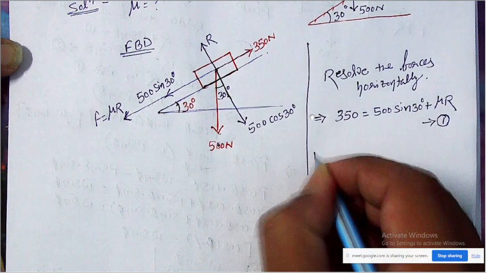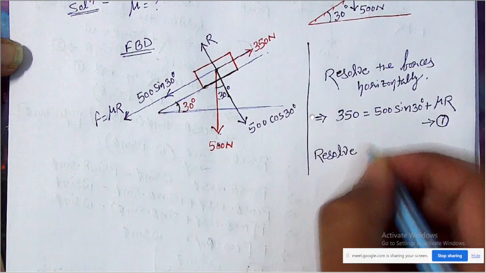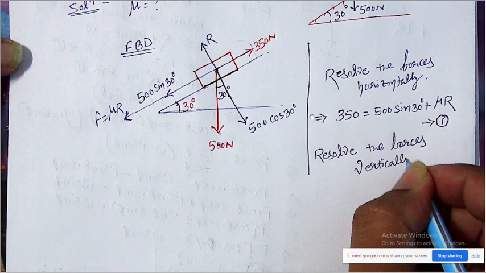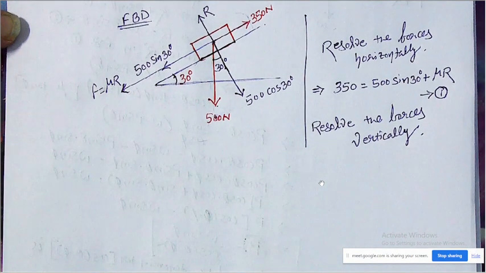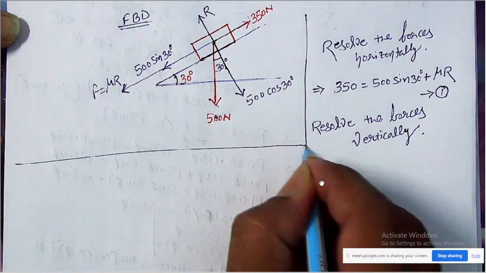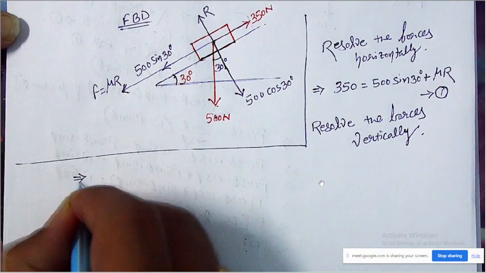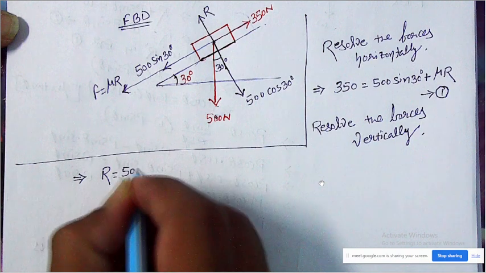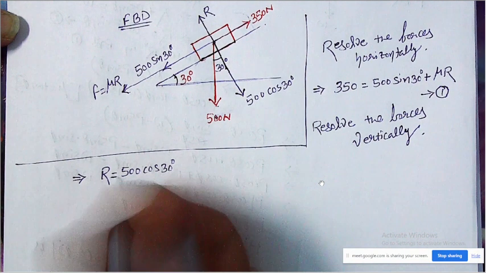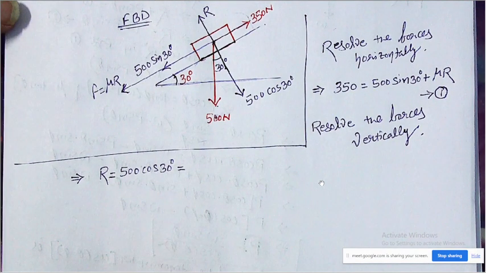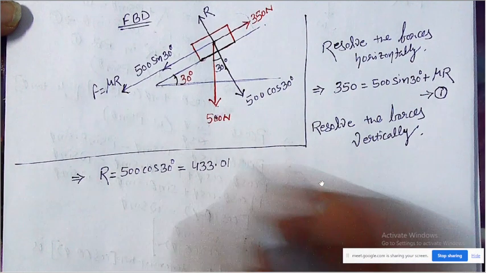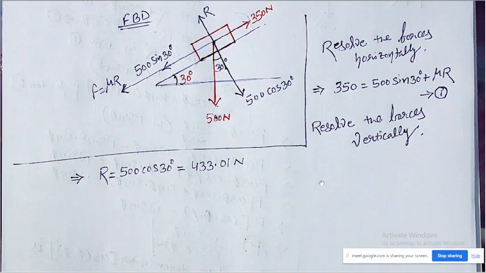If you resolve the forces vertically, what do you get? Let us see. So resolve the forces vertically. So when you resolve the forces vertically, I'm writing over here. R equal to 500 cos 30. Very good. R is equal to 500 cos 30. So what is the value of 500 cos 30? 433.01. We'll take this. 433.01 Newton.